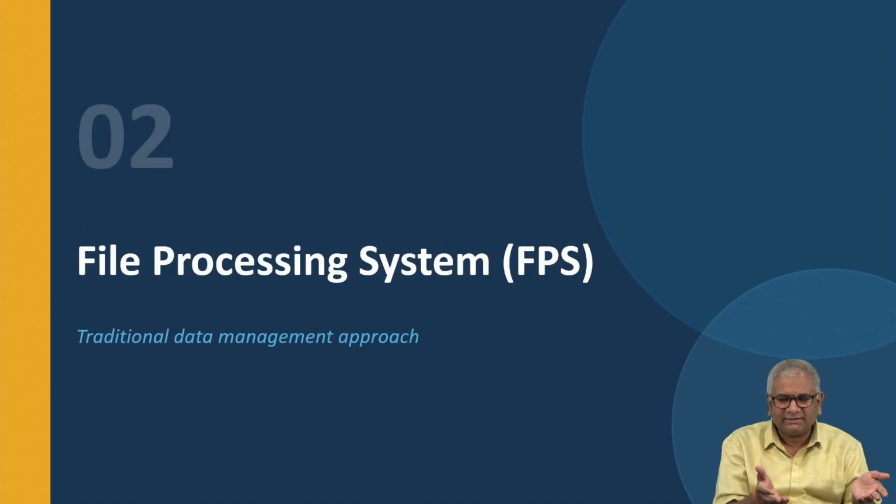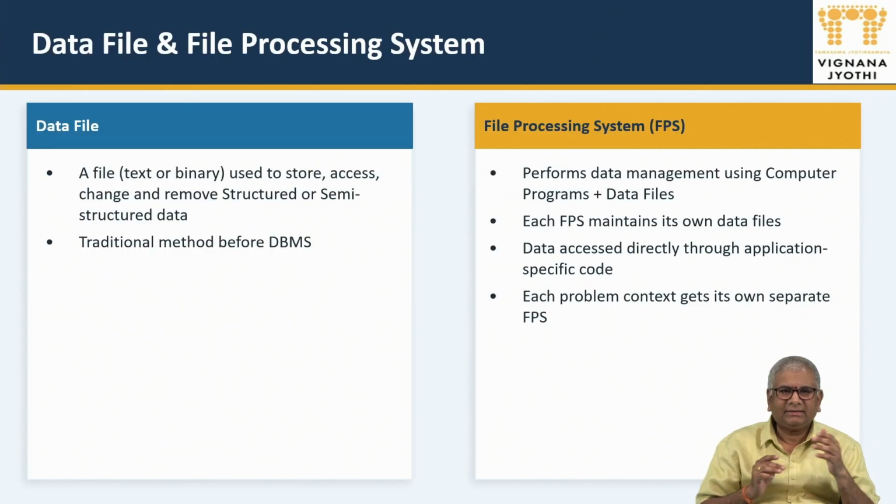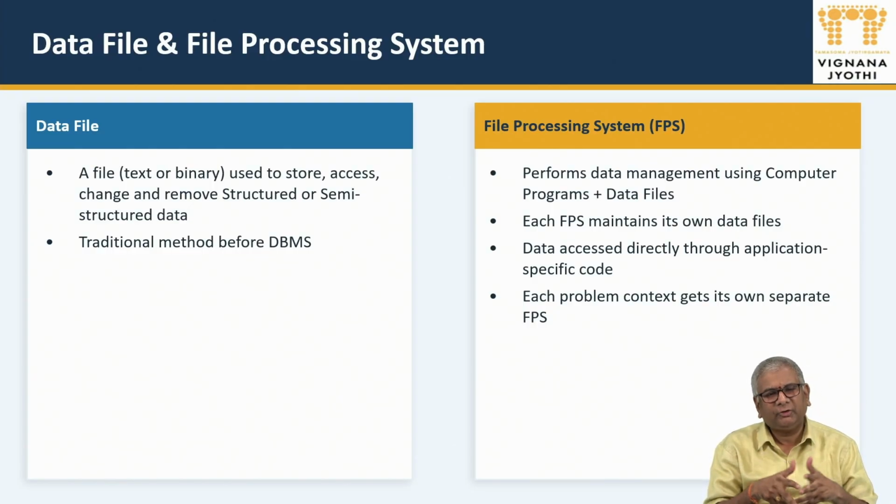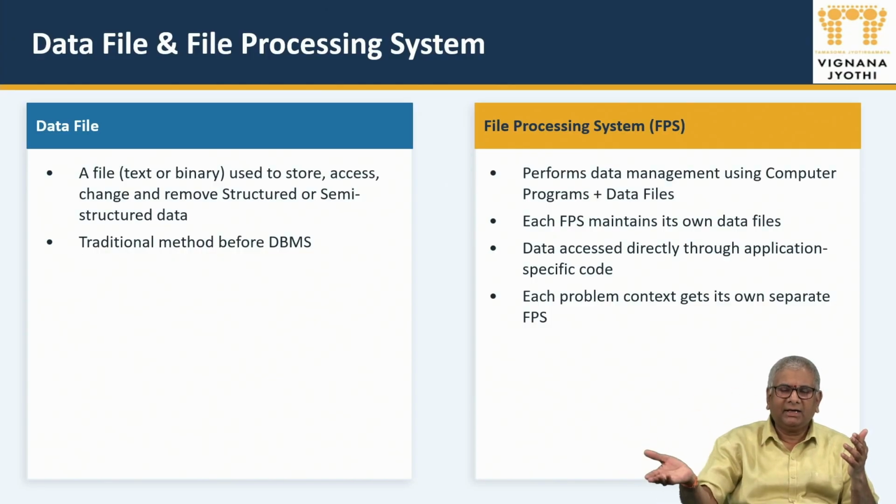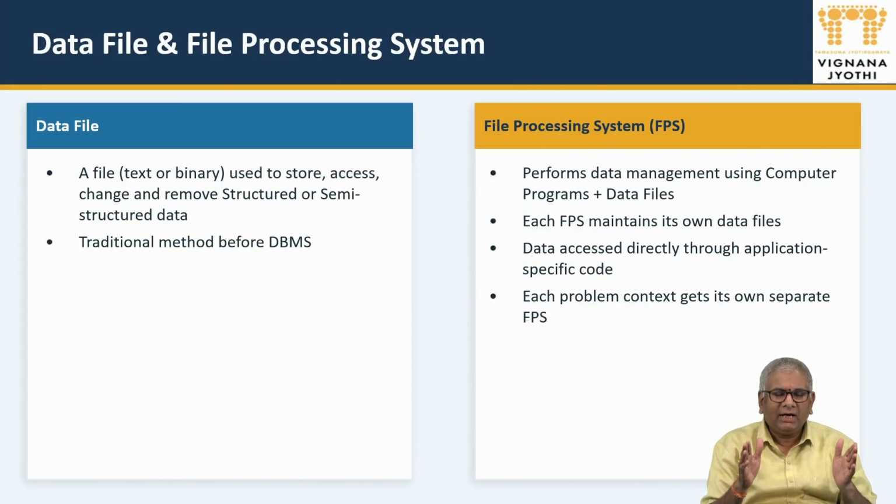Now, what is a file processing system? What are files? Let's go into the details. What is a data file? A file, which could be a text file or a binary file, used to store, access, change and remove structured data. Let's keep semi-structured aside for the time being. This is a traditional method of storing data before the database management system was born. So basically, a data file is a file, text or binary, which allows you to store, access, change and remove structured data. That is called a data file.